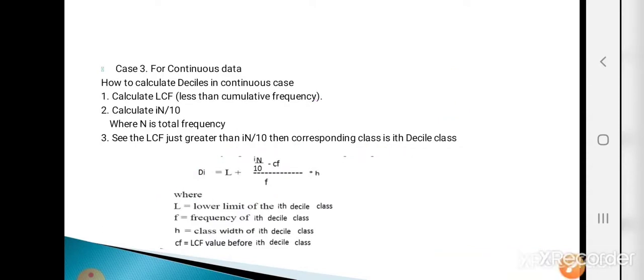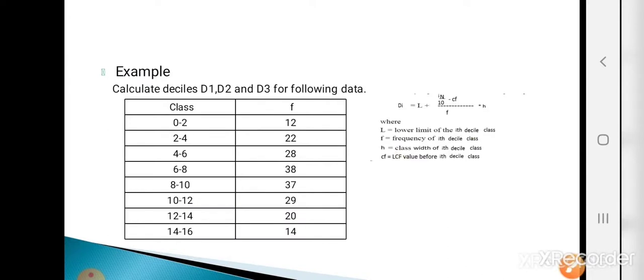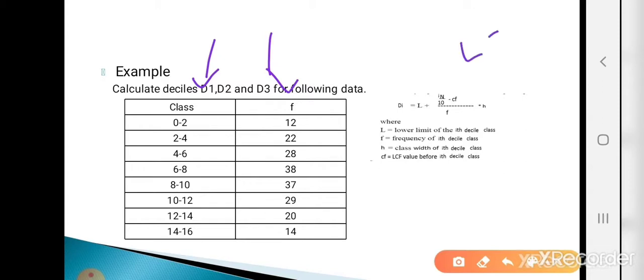Let's see an example. Calculate the deciles D1, D2, D3 for the following data. The data we are given is the classes along with their frequency. That means the given data is continuous data. So for finding the deciles in a continuous case, the first step is to calculate the LCF, less than cumulative frequency.